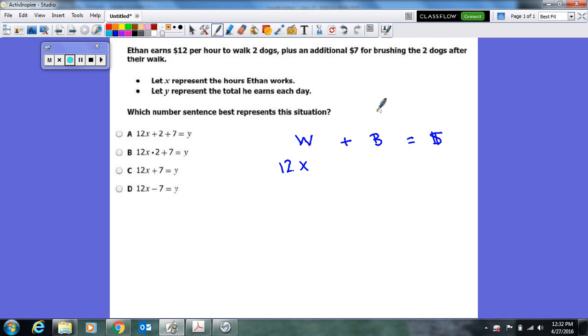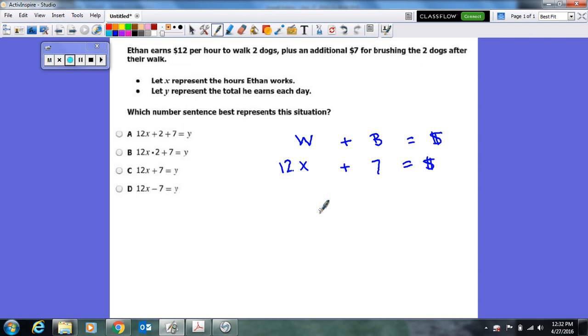Now the other side of how he can earn money is for brushing the dogs. And it says here he just earns an additional $7. So we can represent the brushing with just a 7. He doesn't get $7 each time, he just gets $7 for brushing the dogs, and that's each week, I'm presuming. So we'd add those two values, those two terms, together to find out how much money he's going to earn altogether.